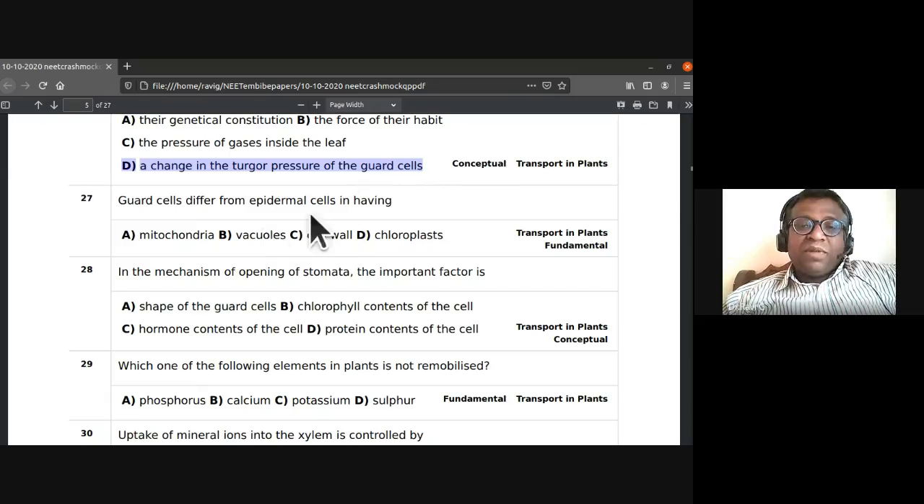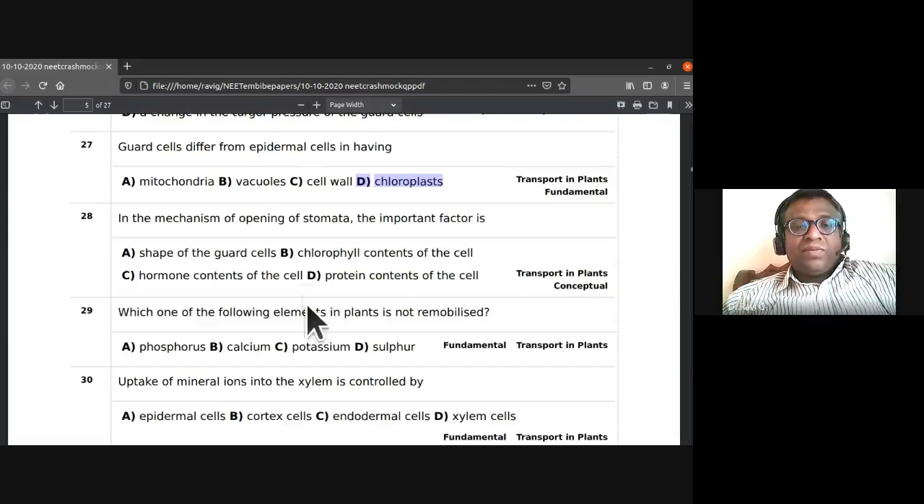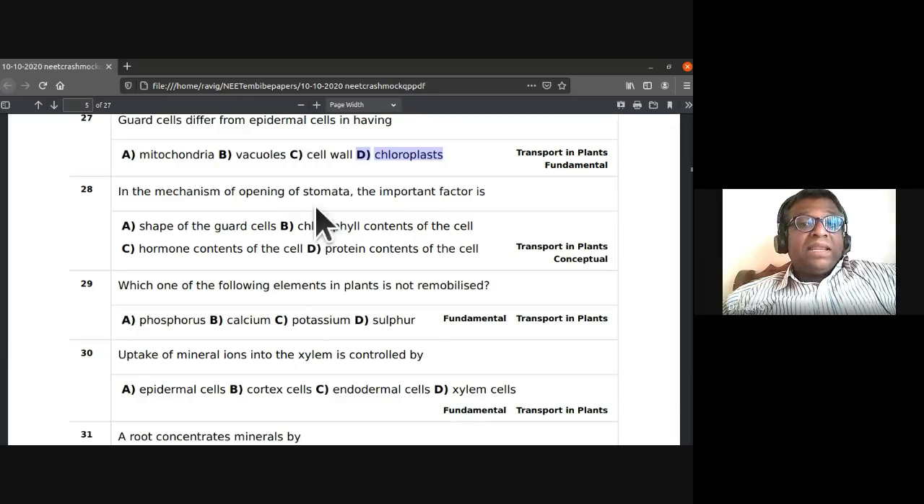Guard cells differ from epidermal cells in having chloroplasts. You know that guard cells are also having chloroplasts. Okay, so 27D is the answer. 28th, in the mechanism of opening of stomata, the important factor is it the shape of the guard cells, chlorophyll content of the cell, hormone contents of the cell, protein contents of the cell? Shape of the guard cells. The important factor is shape of the guard cells. So 28th, A is the answer.